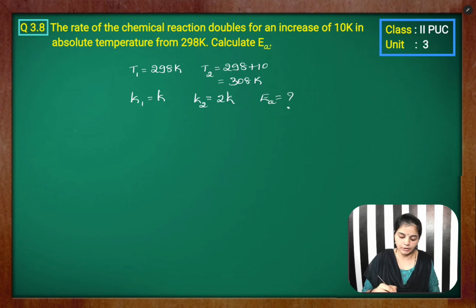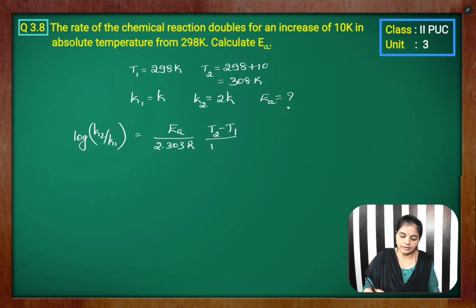Using the formula log K2 by K1 is equal to EA divided by 2.303 R, into T2 minus T1 divided by T1 into T2.